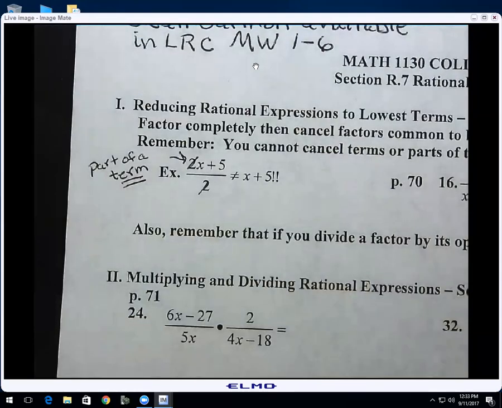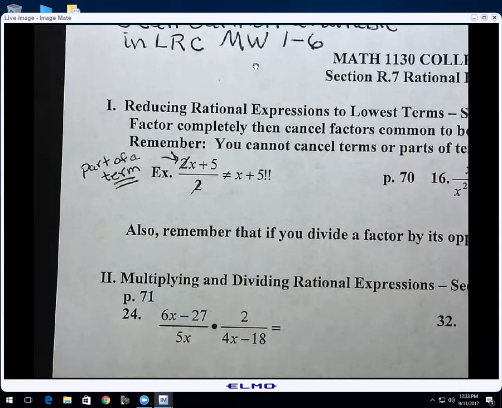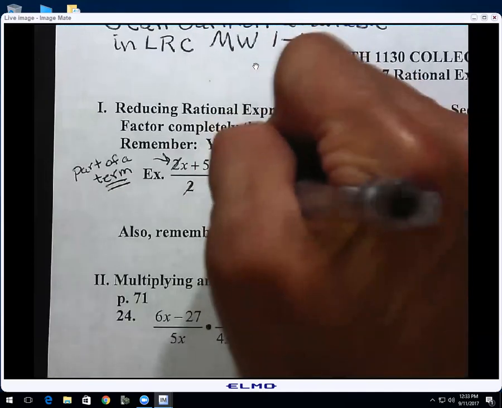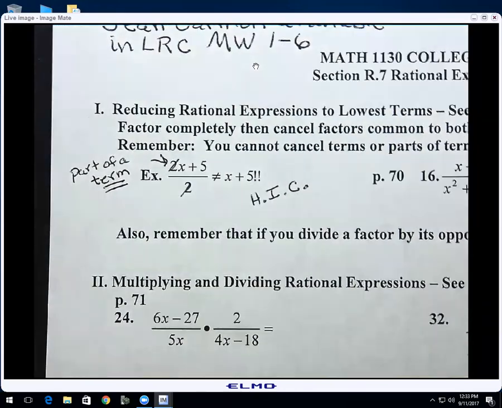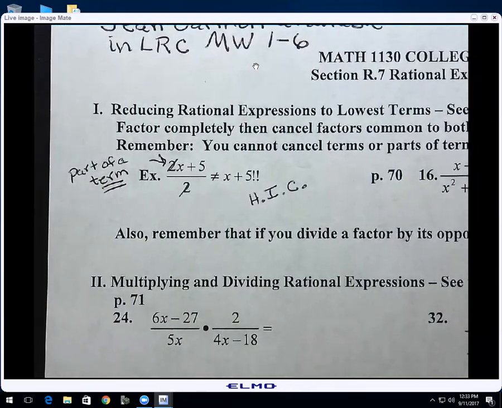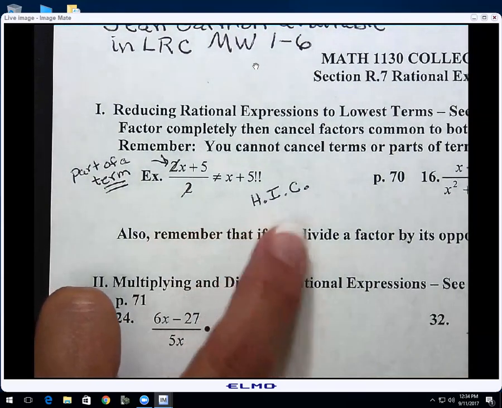Illegal canceling is the most common mistake I see in R.7. I'm so tired of writing highly illegal canceling on test papers that if you engage in that kind of canceling, then on your paper, you're going to get a HIC, which is not how many cars are on concrete blocks in your yard or how many dogs are under your porch. That's a different kind of hit. This is highly illegal canceling. So you cancel terms or parts of terms, watch out for that.